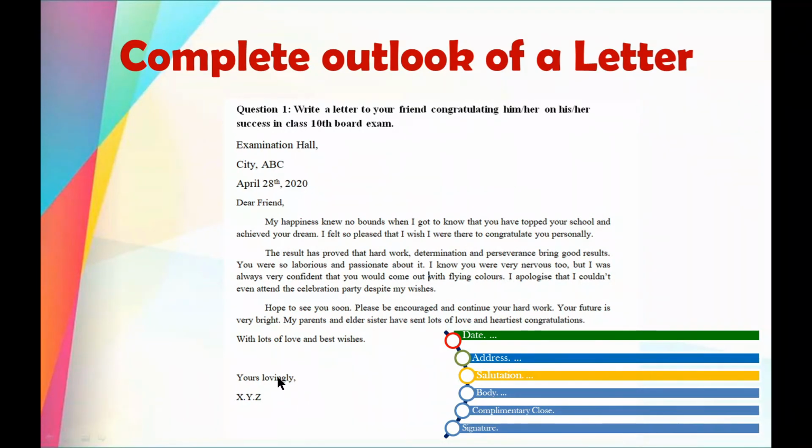With lots of love and best wishes, and then the signature, yours lovingly XYZ. Most students will commit a mistake over here. They will write your apostrophe s. And yes student, there is no word in the English language your is, so you should not write an apostrophe with yours. It will become yours without any apostrophe. Yours lovingly, and then comma, and then XYZ. This is the complete letter, the sample, a beautiful use of language and a complete letter.